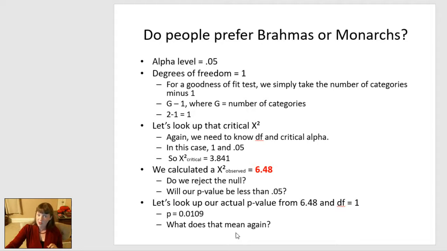Now, you could use an online calculator to look up the actual p-value. And so I went ahead and did that. And p is equal to 0.0109. And what do you know? It's less than alpha. But you can know that p is less than alpha just based on the fact that you calculated an observed obtained test statistic bigger than the critical value. Just like we did for z-tests, just like we did for t-tests, just like we did for f-tests.